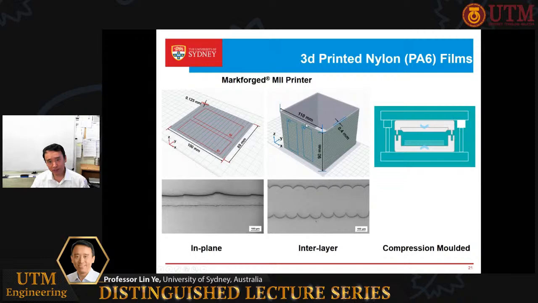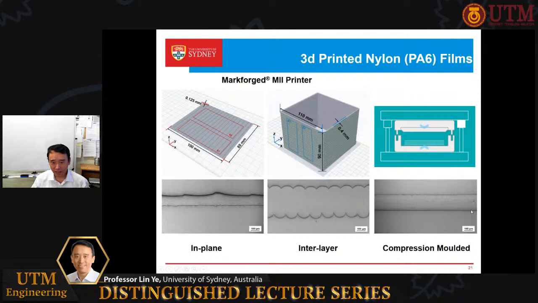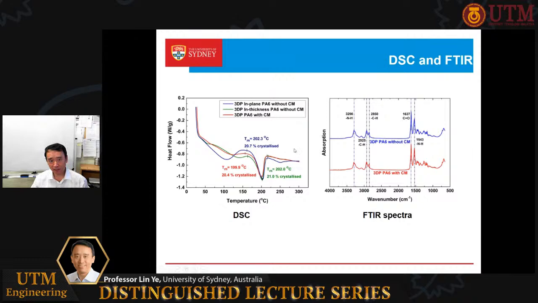Another one is compression molding. In this case, it's 3D printed, then we cut it for compression molding. You can see the material becomes smooth. So that's basically three different types of film. Then we check the material from the different manufacturing processes. One is based on DSC, another is based on FTIR. You can see the materials from the three different processes are basically identical in terms of the level of crystallization or the level of bonding between the molecular chains.